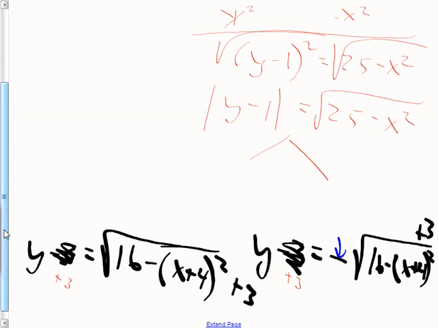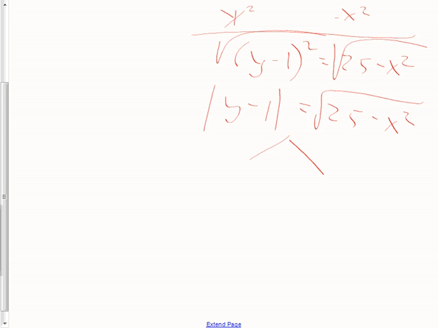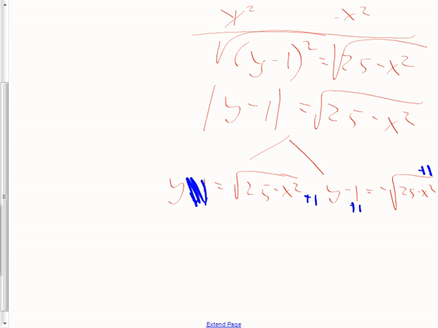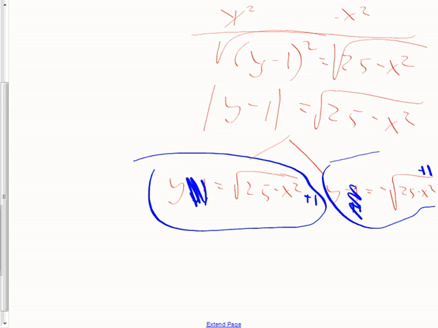Splits. Hold on. Not your fault. There we go. Okay, y minus 1 equals the square root of 25 minus x squared, and y minus 1 equals negative the square root of 25 minus x squared. Okay, now what? Close. All right. Plus 1, plus 1, plus 1, plus 1. And then these cancel, and I have y alone. There it is. There's the one of them. And the other one is that one. And the only difference is one's got a negative in front of it.